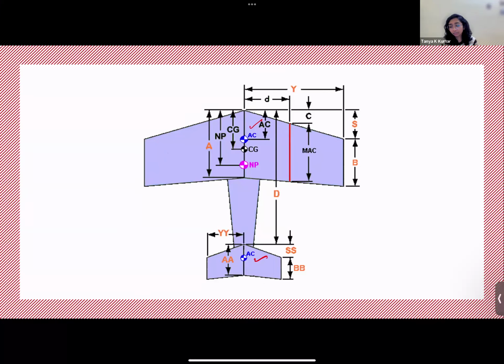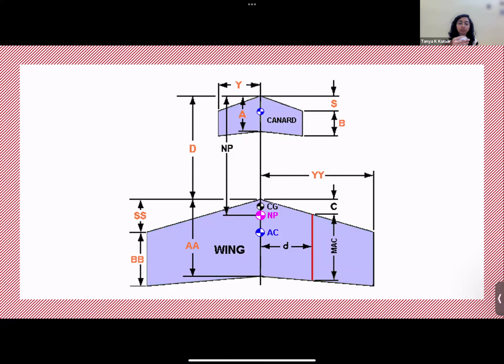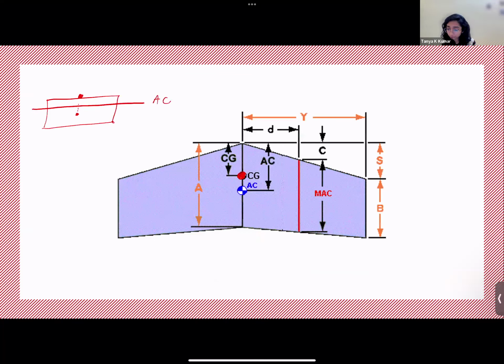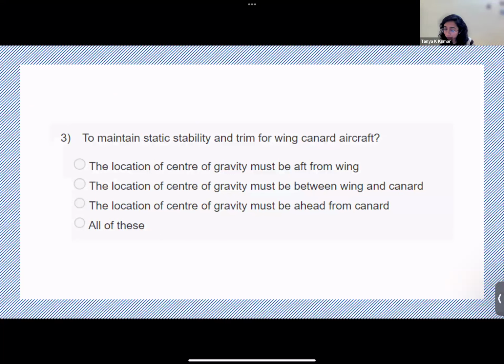Now, when you add a canard, it is an aerodynamic surface added ahead of the wing. So your neutral point is pulled forward. So the CG now has to be moved further forward. For the stability of the wing canard configuration, the CG has to be between the canard AC and the wing AC. So what were the options? Location of center of gravity must be aft from wing, between wing and canard, or ahead from canard. It should be between wing and canard, right? Is this clear? Okay.